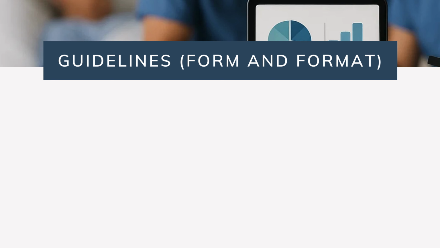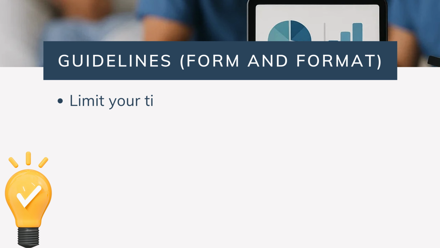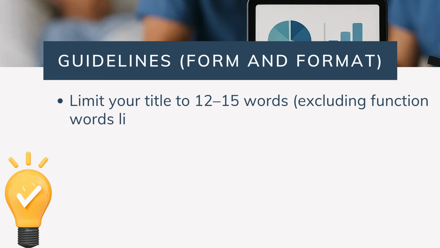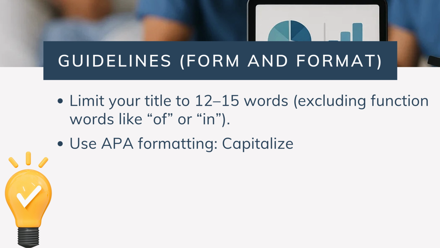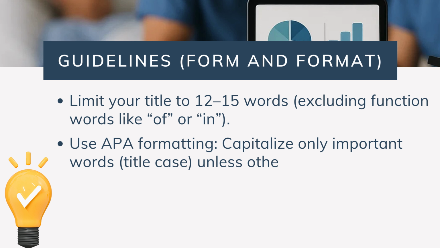Let us now go into the format. Our title should be concise. Ideally, not more than 12 to 15 words, excluding function words like of, in, or to. Apply the APA formatting or your institutional reference format. Use title case, which means you capitalize the major words but not the small ones.